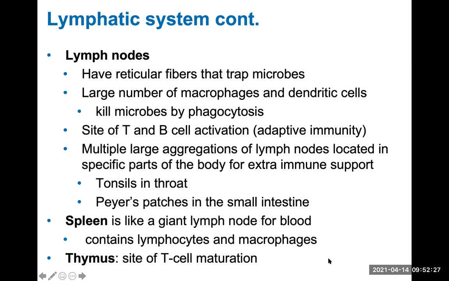The spleen is partly a lymphatic organ. It has other functions as well. It's not strictly lymphatic, but it's similar. You can think of the spleen as like a giant lymph node for the blood. Scanning the blood directly, it contains a lot of lymphocytes and macrophages. So, the same idea as lymph nodes.